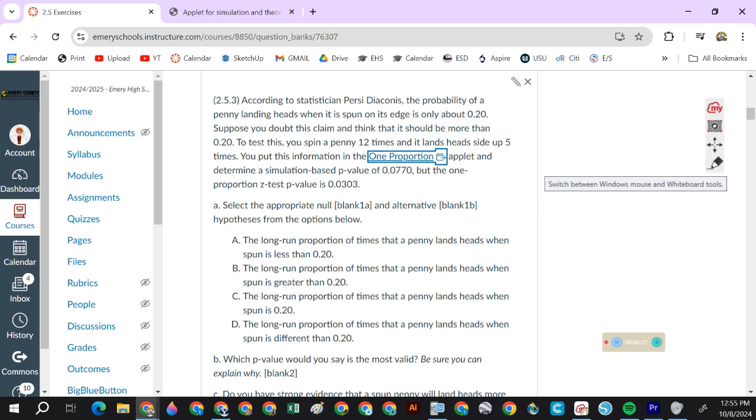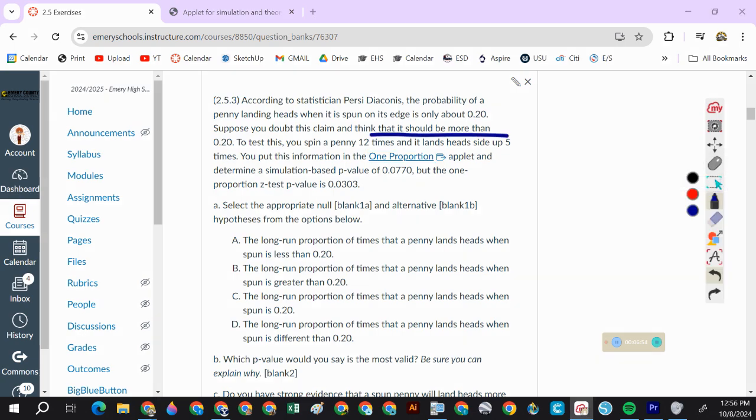Okay, so the null hypothesis is C. Yes. The null is C, and the alternative is going to be which one? Is this one-tailed or two-tailed? One-tailed. Why? Because it says, I believe that it should be more than 0.2. So this is our H naught, and this is our HA.